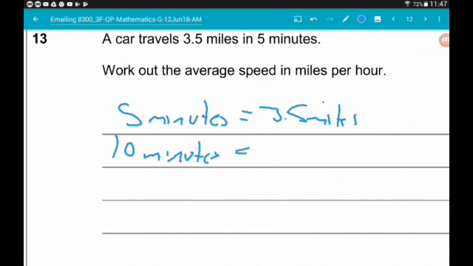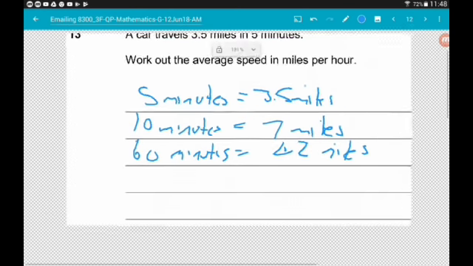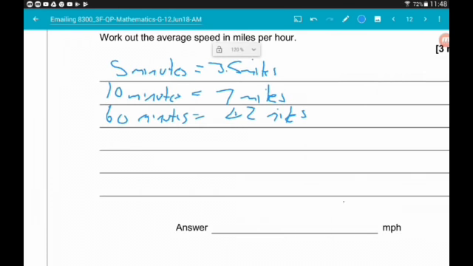It's going to go twice as far, so it's going to go 7 miles in 10 minutes. Now remember, there are 60 minutes in an hour. So in 60 minutes, it's going to go 6 lots of 7 miles, so 42 miles. So our answer is 42 miles per hour.